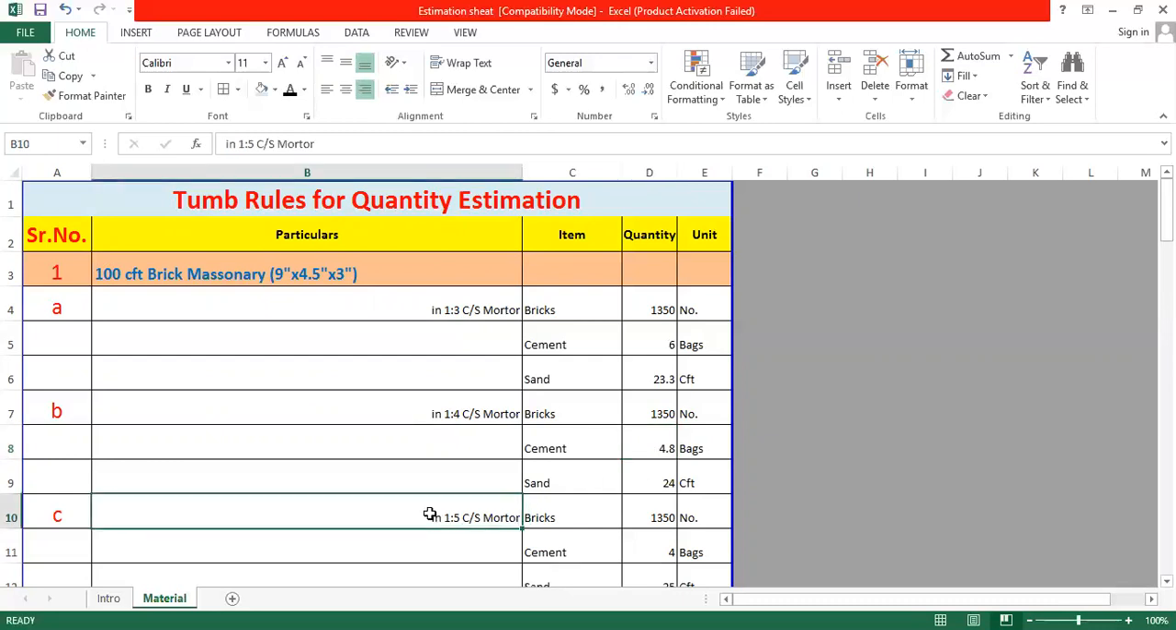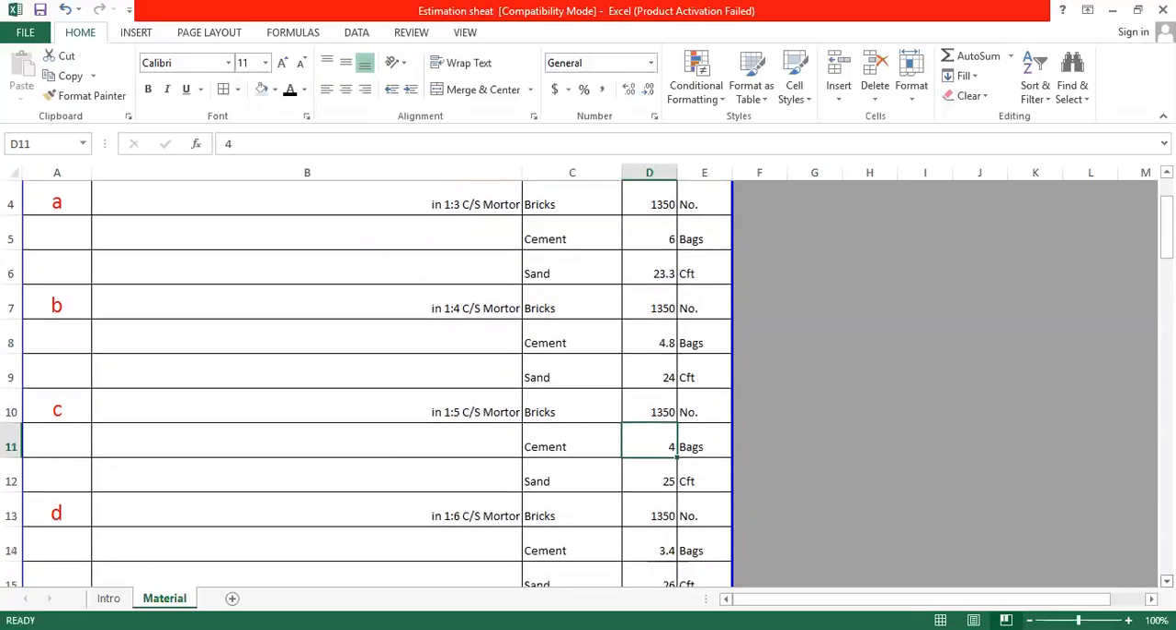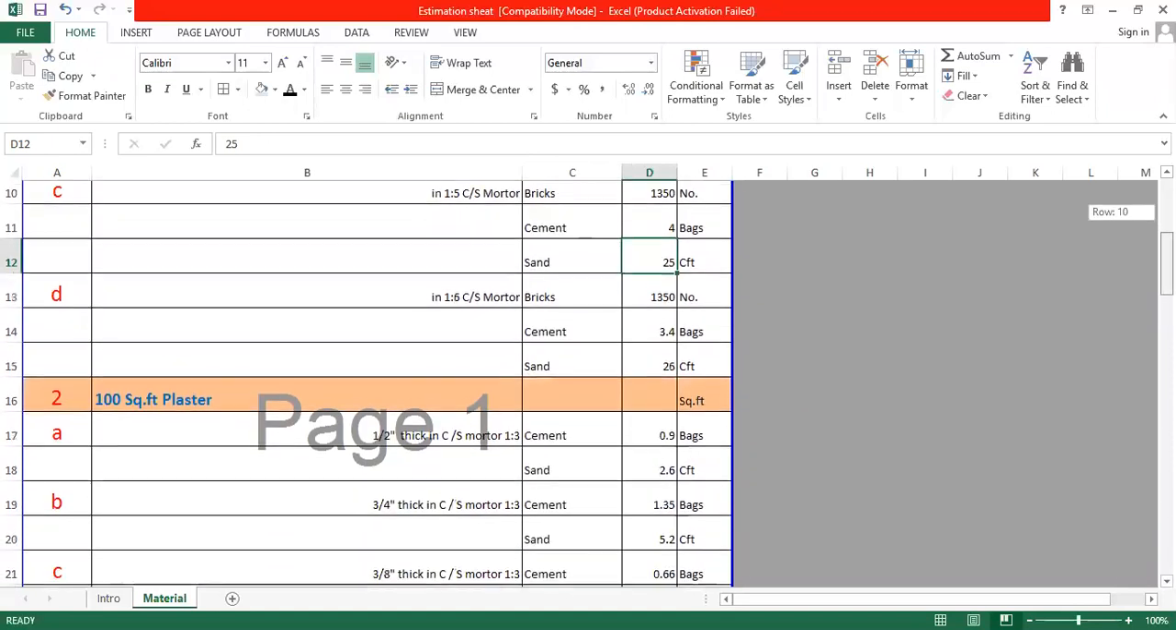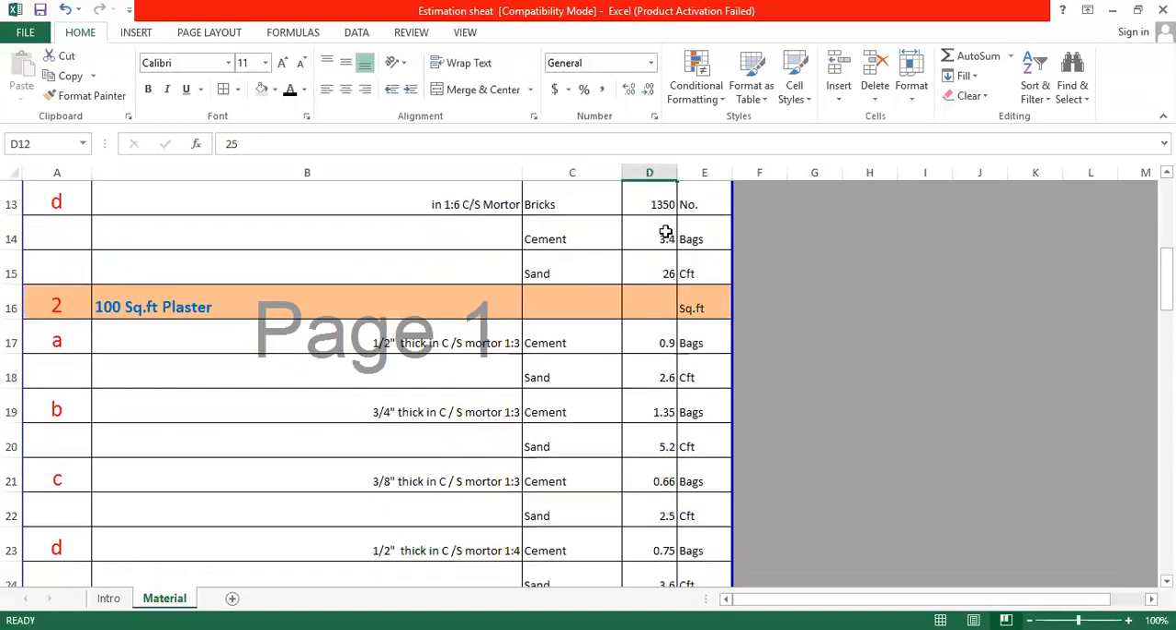And if you use the ratio 1:5 cement sand mortar, then the number of bricks required will be the same, 1350. Cement required will be 4, and the sand required will be 25 CFT. And if you use a ratio of 1:6 cement sand mortar, the bricks required will be 1350, cement required will be 3.4 bags, and sand required will be 26 CFT.